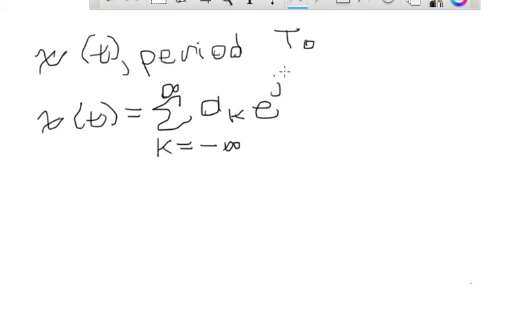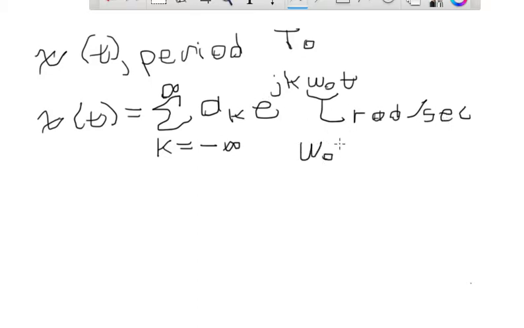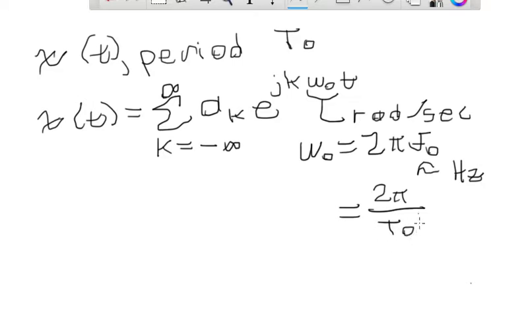So write this as e to the j k omega naught t, where omega naught is the fundamental frequency of this wave in terms of radians per second, or it could be radians per year or whatever your time unit happens to be. We'll quite often write this in several other ways. One way is to write omega naught as 2 pi f naught, so here I have a fundamental frequency in hertz. Quite often we'll also write this as 2 pi over t naught, the actual fundamental period.